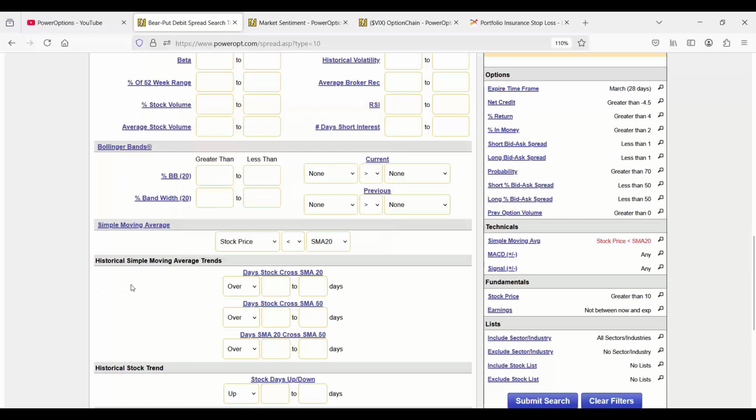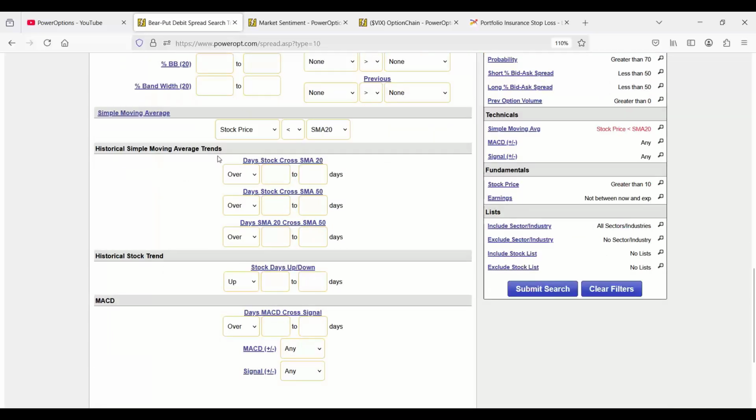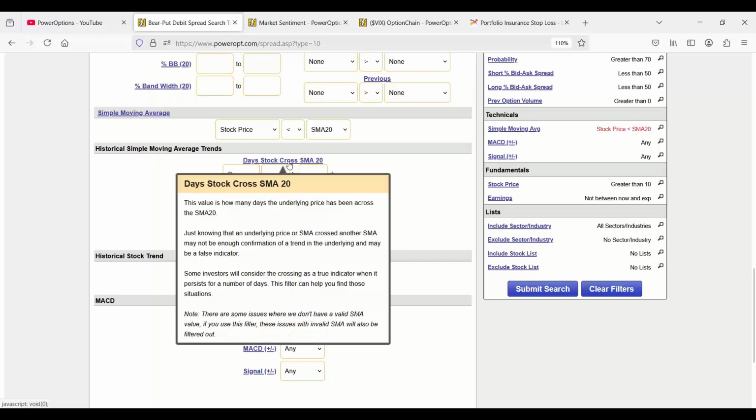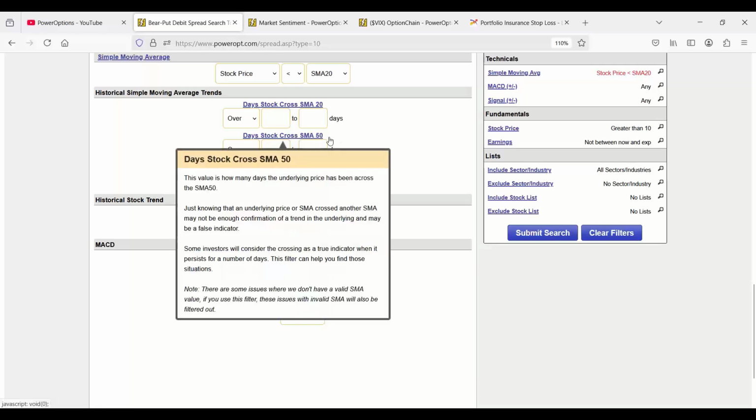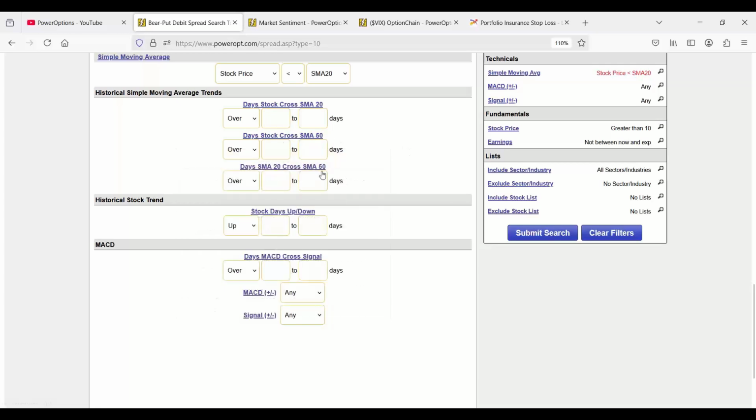But as you can see here on Power Options, in addition to being able to screen for stocks where the 20 days is below the 50-day, the 50 days below the 100, the stock in the SMA 20 is below the 50 or below the 100, or above if you're looking for bullish stocks, you have these fields here for historical trends, meaning how many days has the stock dropped below the 20-day moving average or the 50-day, or when the 20-day is crossed below the 50-day or above. How do we do that? So what he wanted to see is ones that just recently had a crossover.